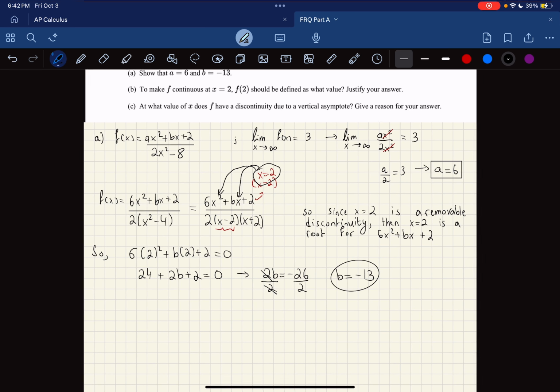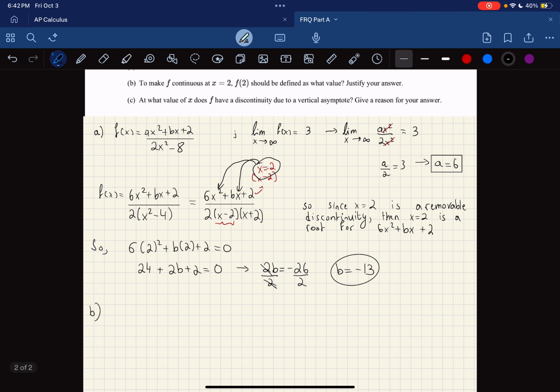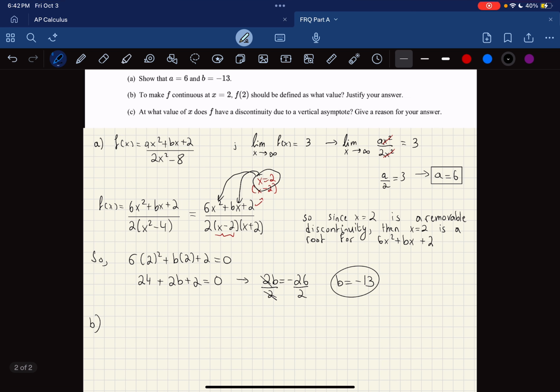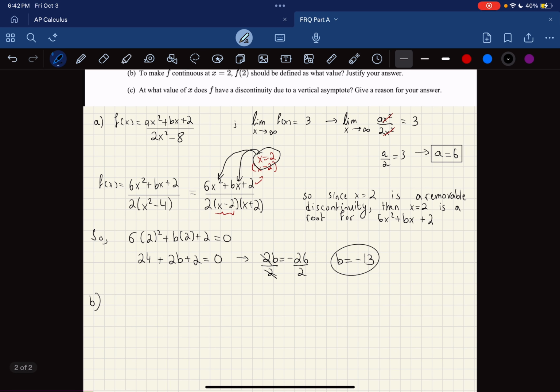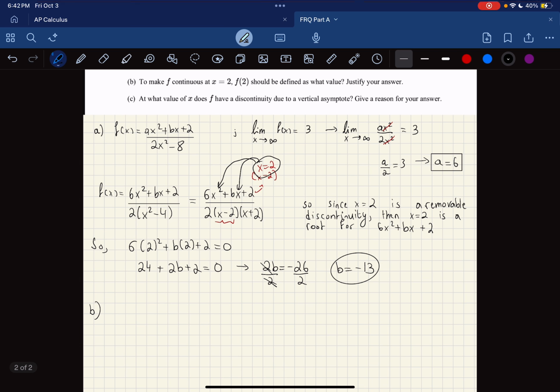So that's it for part A. Part B. To make f continuous at x is equal to 2, f of 2 should be defined as what value? Justify your answer. Now this is a very interesting question, because in order to make f continuous, f of 2 should be equal to the limit as x is going to 2 of f of x. So basically we need to find the limit as x is going to 2, and automatically I will know the value of f of 2, what should it be?